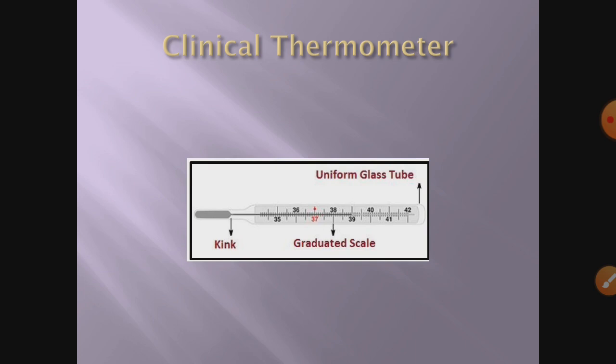We have discussed different types of thermometers like the clinical thermometer, laboratory thermometer and digital thermometer, because these are the devices which tell us the accurate temperature. In the last video, we discussed different characteristics of the clinical thermometer. In this slide, you can see the picture of a clinical thermometer.